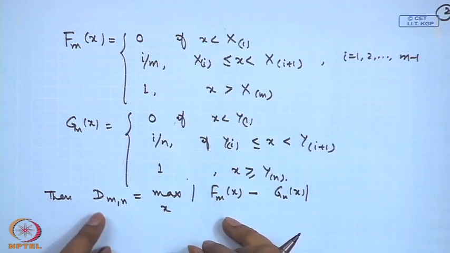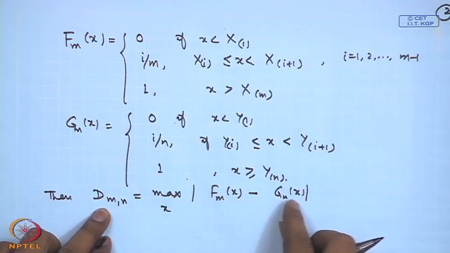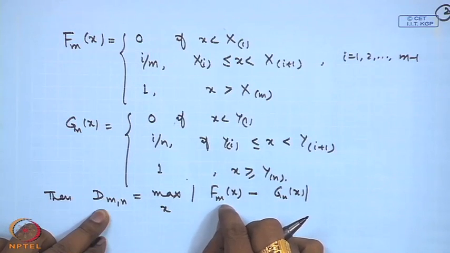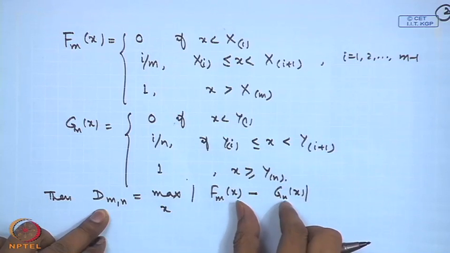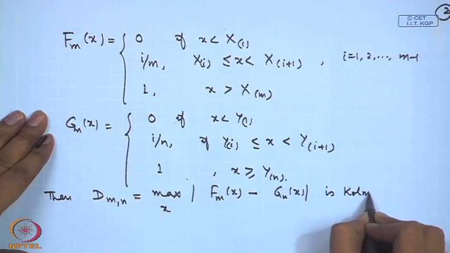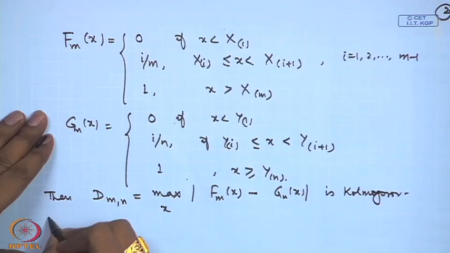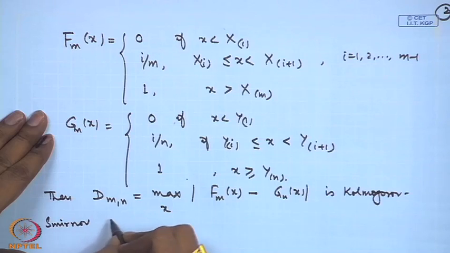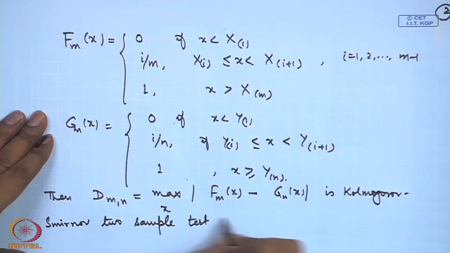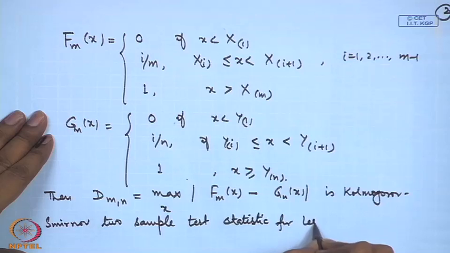If you remember, in the case of the one sample problem, it was defined as |Fn(x) minus F(x)|. Here, now I am considering the difference between the two distributions basically. So, this is actually the Kolmogorov-Smirnov two sample test statistic for testing H naught.